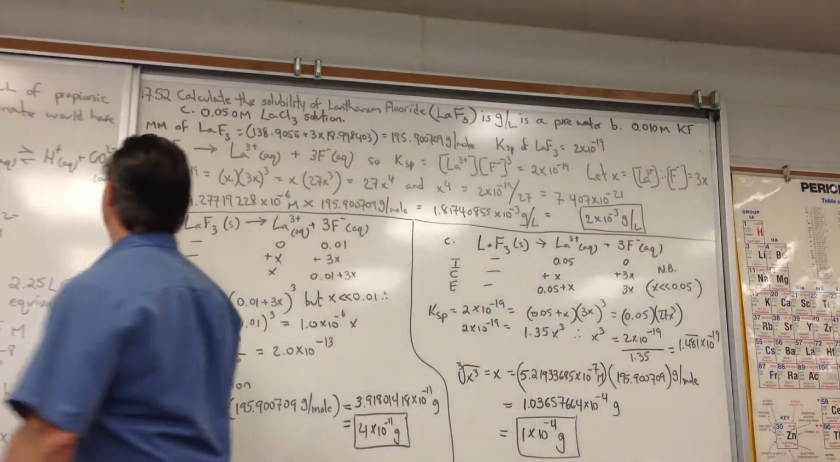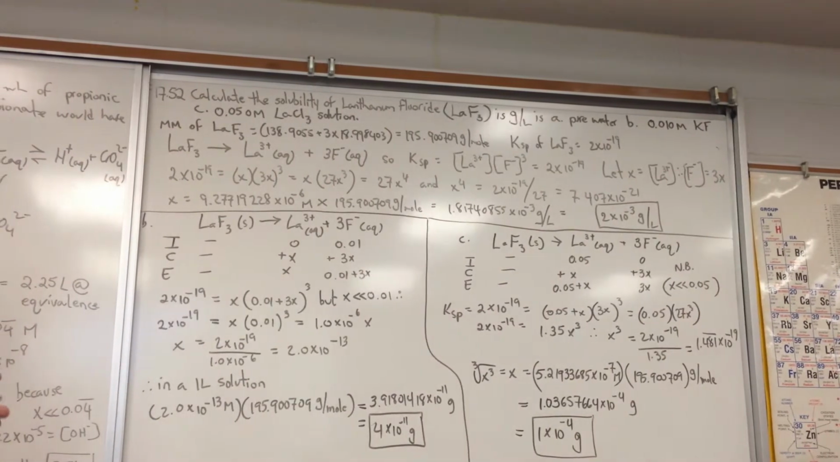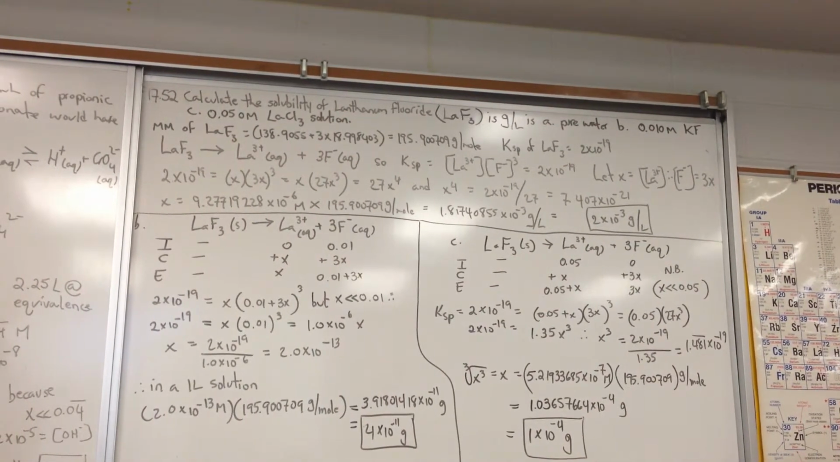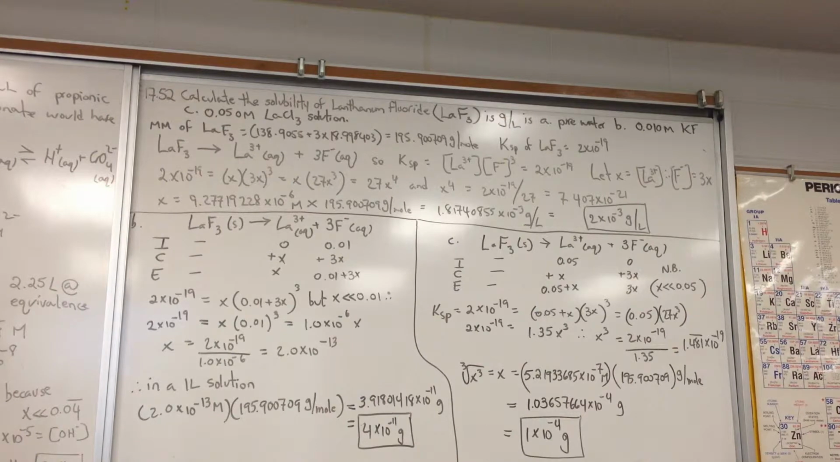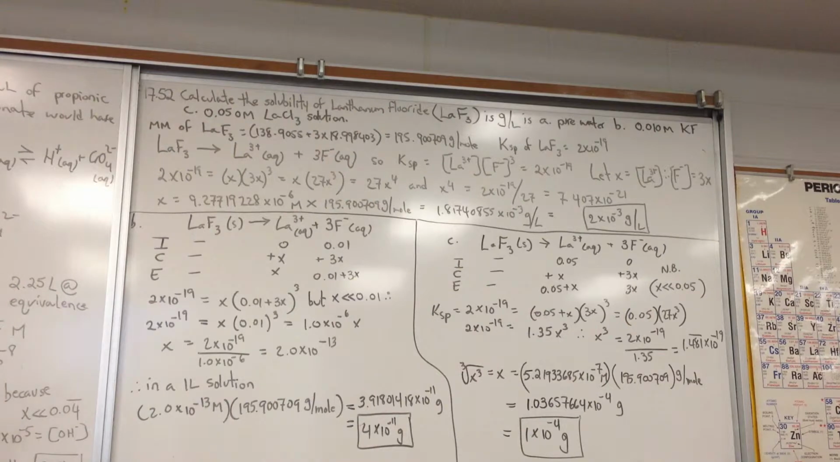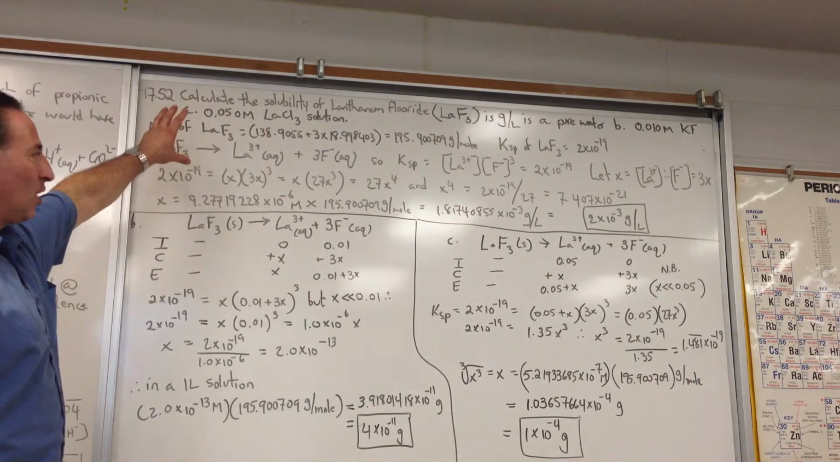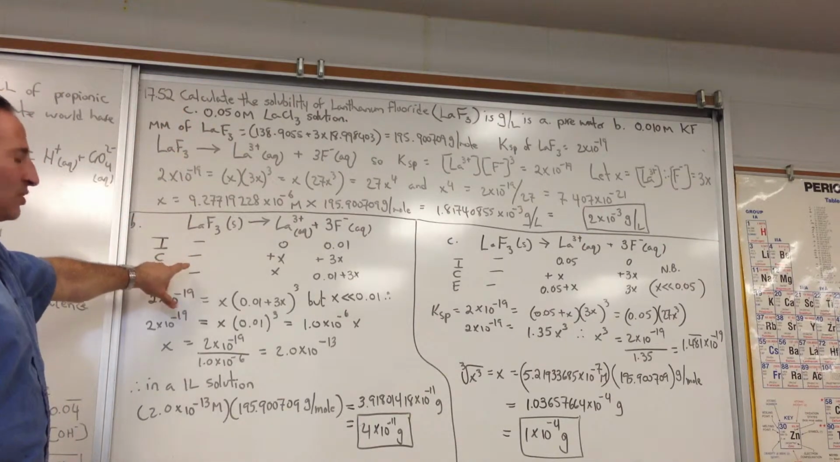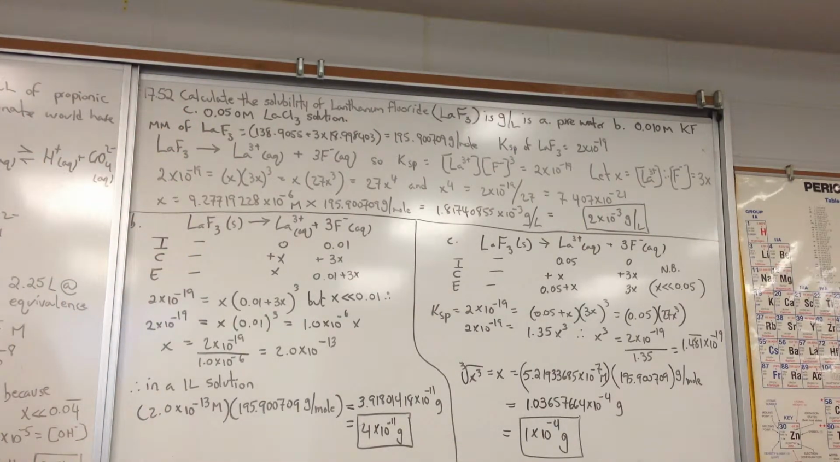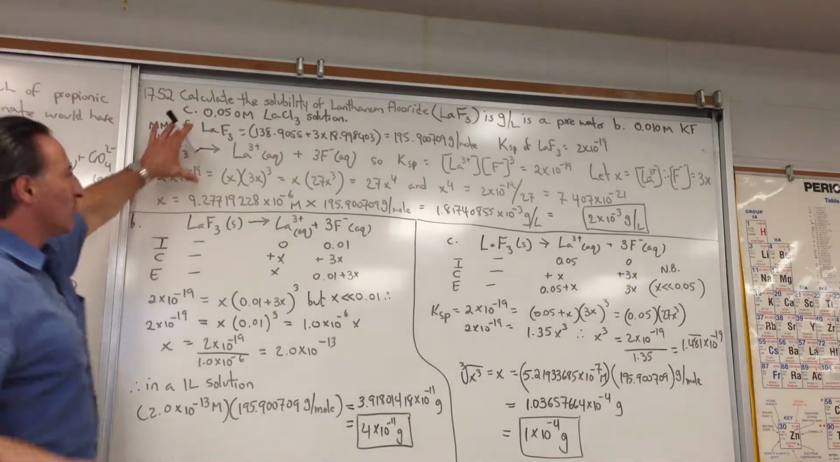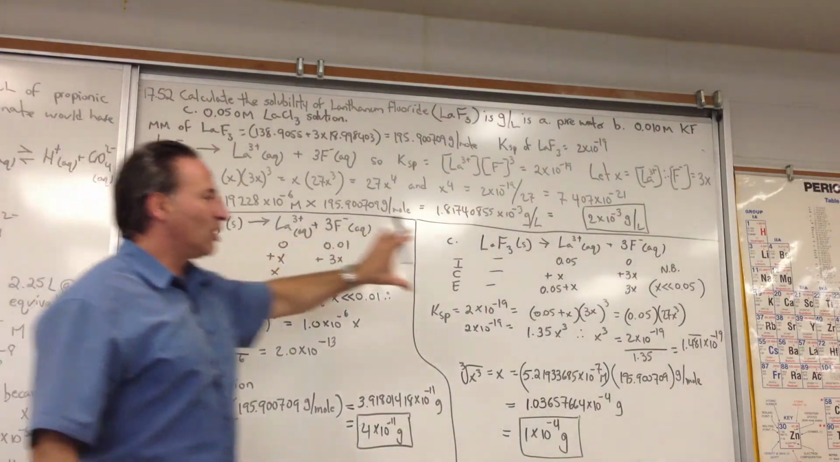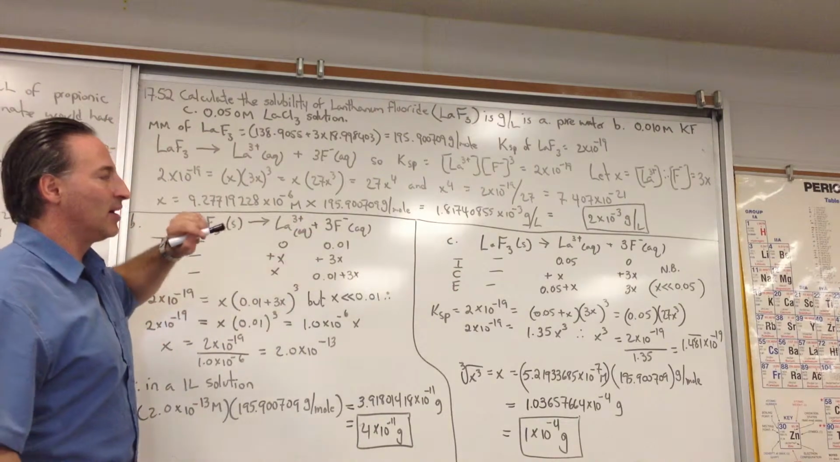The third question asks us to calculate the solubility of a marginally soluble salt. So lanthanum fluoride is not a soluble substance, but a tiny amount of it does dissolve when you put it in water. So we're asked to find what its solubility is in pure water, in a solution of 0.01 molar potassium fluoride, and in a solution of 0.05 molar lanthanum chloride. So this is a regular Ksp calculation, and these two are Ksp calculations in the presence of a common ion.